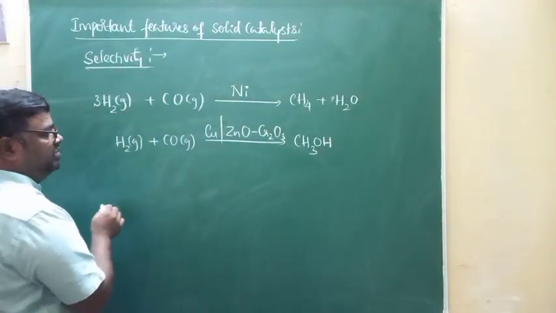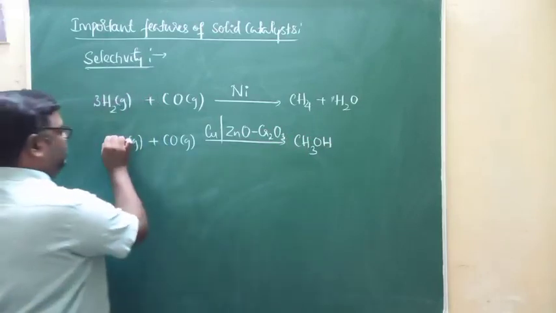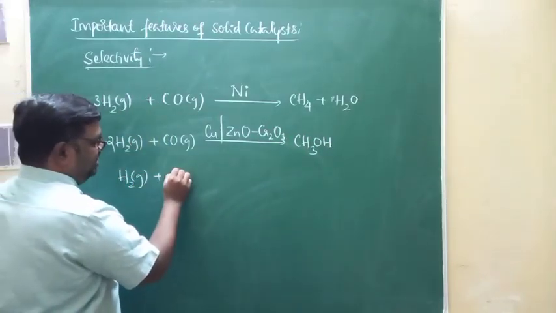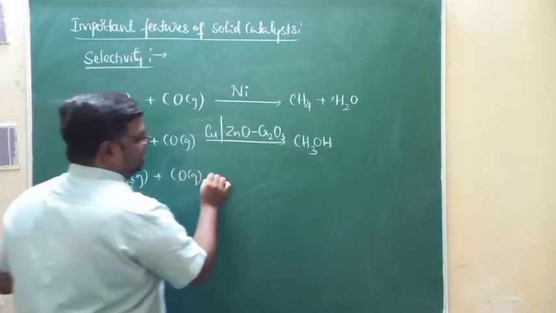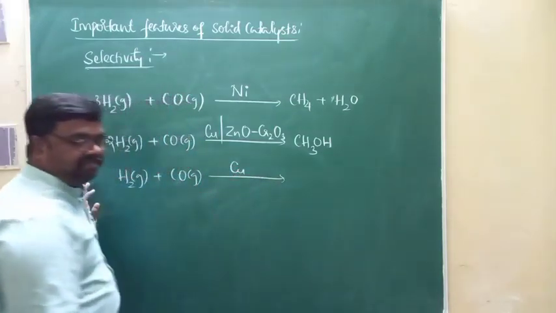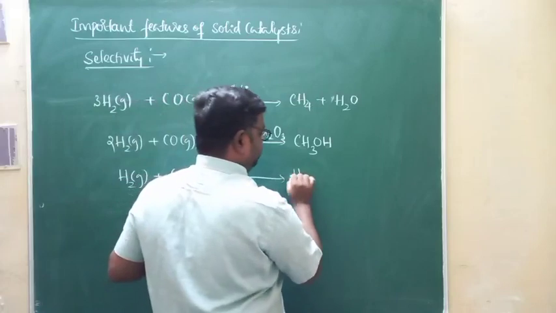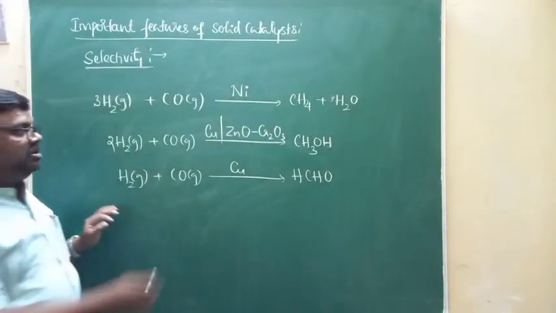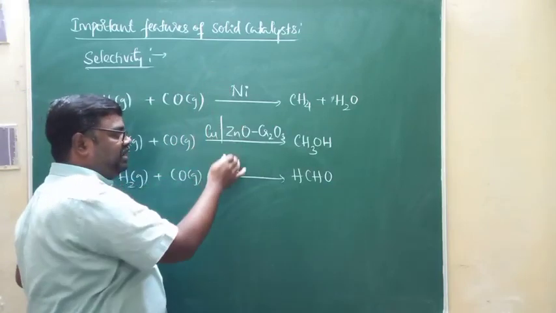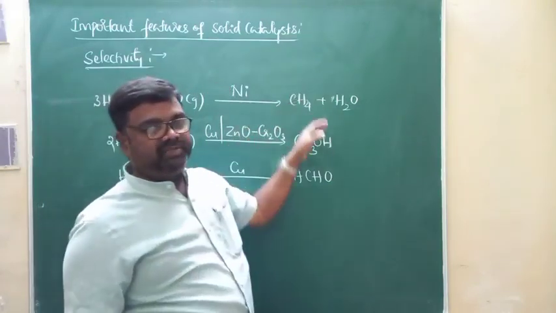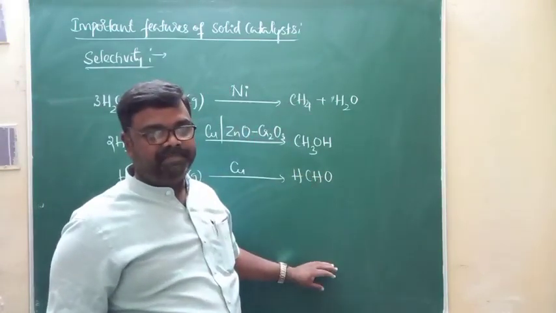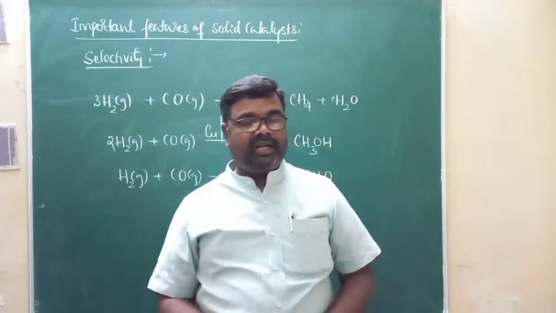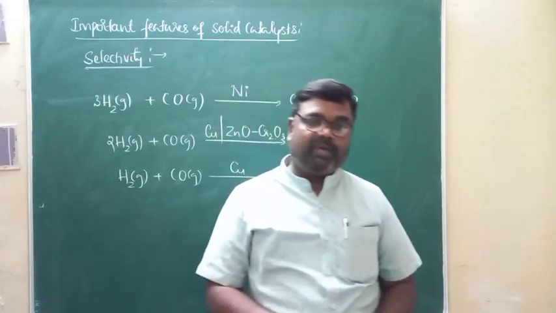And at the same time, in order to balance this, we go for 2H2 here. If these two gases are allowed to react in the presence of copper catalyst, observe the product will be formaldehyde, that is HCHO. Like that, just observe, as the nature of catalyst changes, the nature of products formed in a chemical reaction will change. That's why that catalyst has the ability of directing a chemical reaction to yield a particular product.